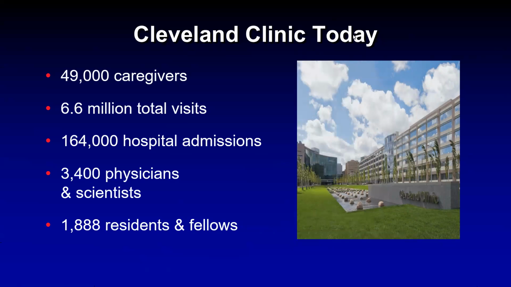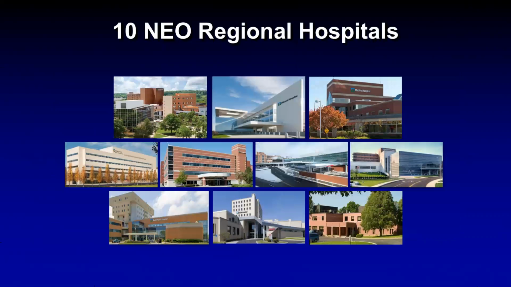Hi, about the Cleveland Clinic, just a little bit about us. We are comprised of 4,900 caregivers. We see a total of 6.6 million visits, with 164,000 of those being hospital admissions. We have 3,400 physicians and scientists and 1,888 residents and fellows. We comprise in Northeast Ohio 10 regional hospitals along with our main campus.